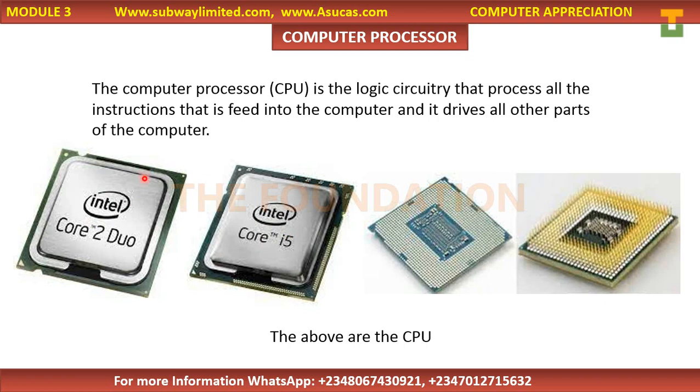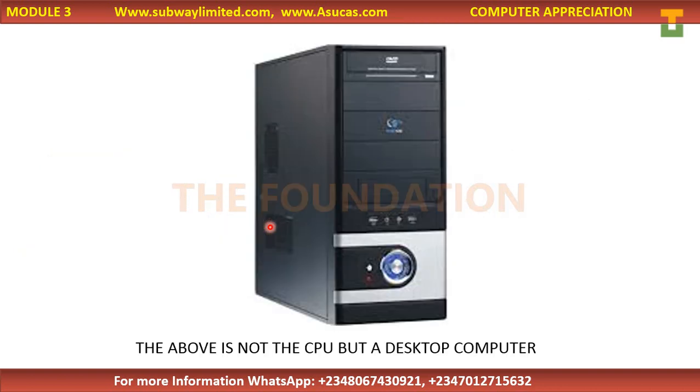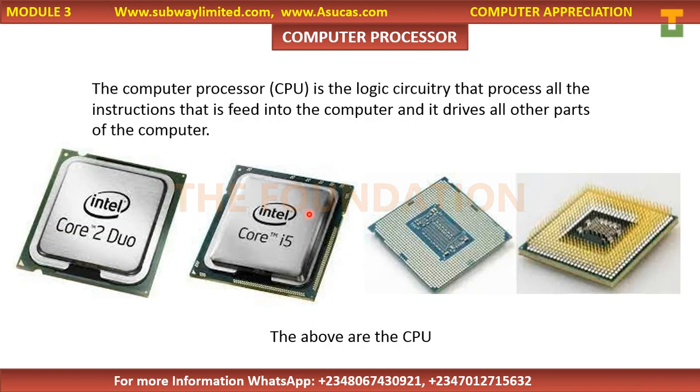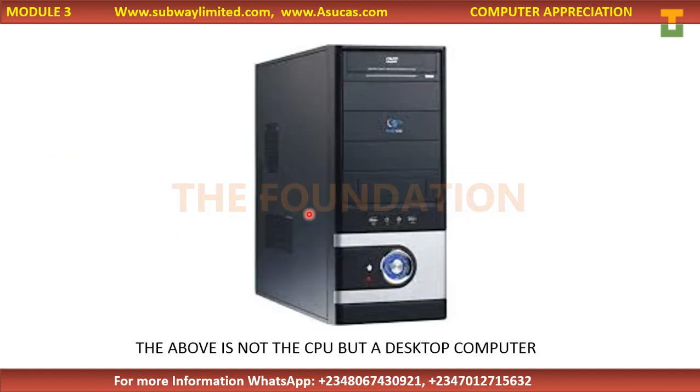So this is basically the CPU. We turn it, you flip the other side. This is how it looks like. The pin and the pinless. We just show you this core 2 duo, and this is Intel core i5. Some people mistake this to be the CPU. No, this is a desktop computer. This is the casing. When we are talking about CPU, this is the main CPU, the brain of the computer. This is not the CPU. So the above is not the CPU but a desktop computer.